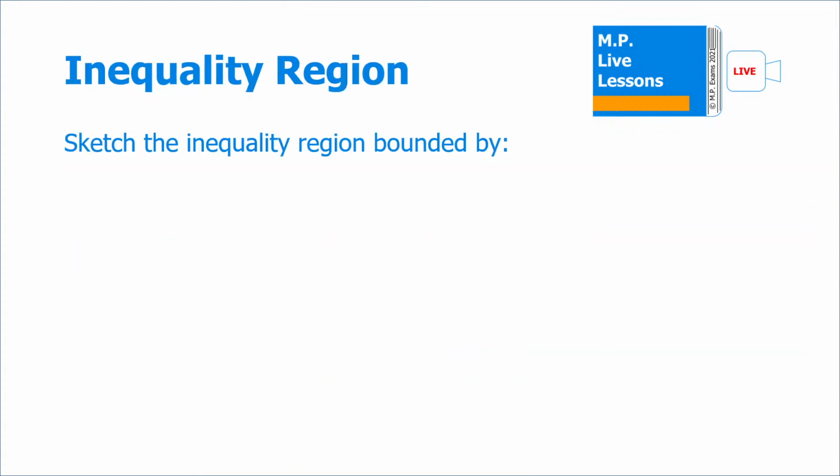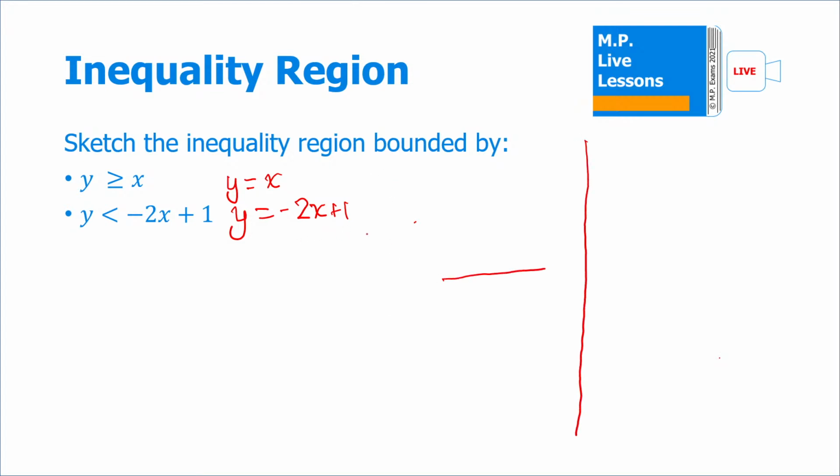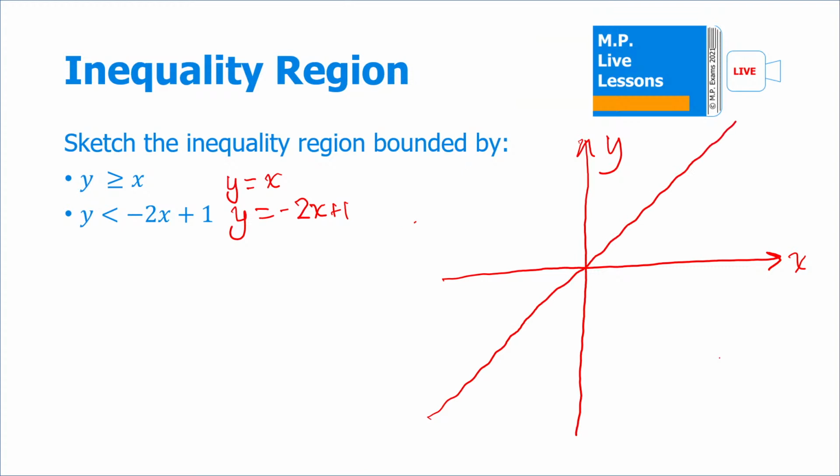Next, you'll need to know about inequality regions, and we'll need to sketch out the inequality region bounded by these two inequality lines here. So inequality regions first stem from lines. So let's say we need to sketch first the line y equals x and y equals minus 2x plus 1. So let's sketch this out and we can be a bit bigger with our sketch. So first the line y equals x is just a straight line like this, almost at a 45-degree angle going through the origin 0, 0. And then we have the line y equals minus 2x plus 1, so it will intersect the y-axis at 1, and go down a bit steep like this.